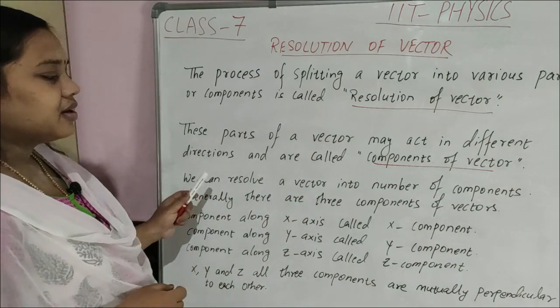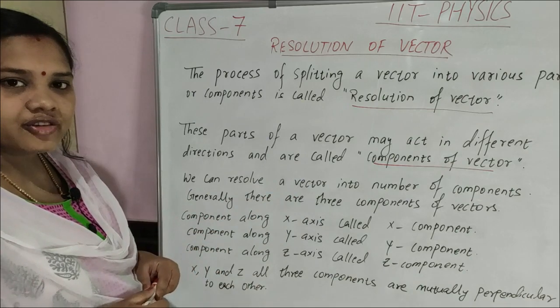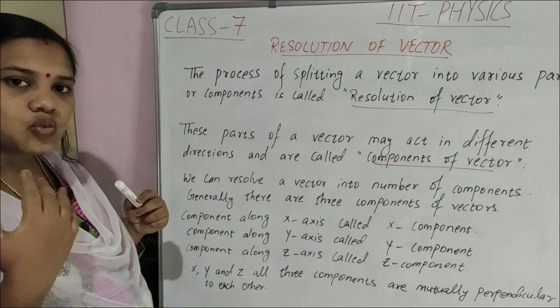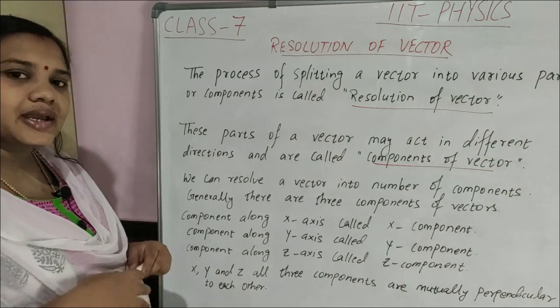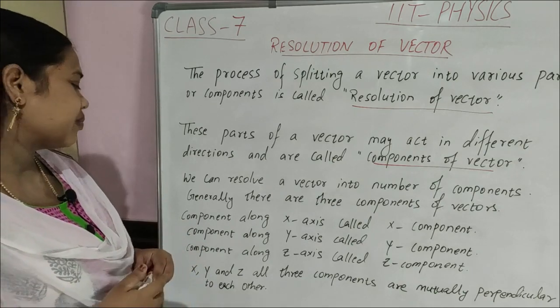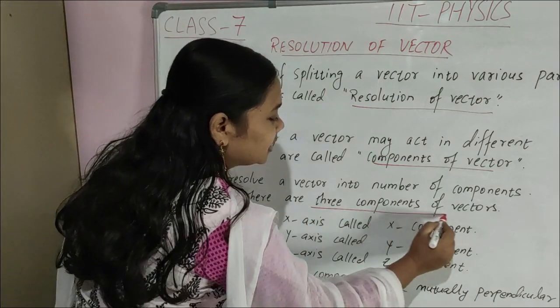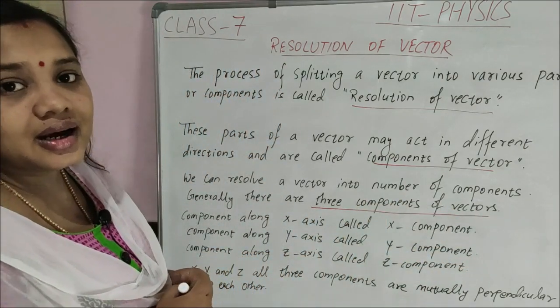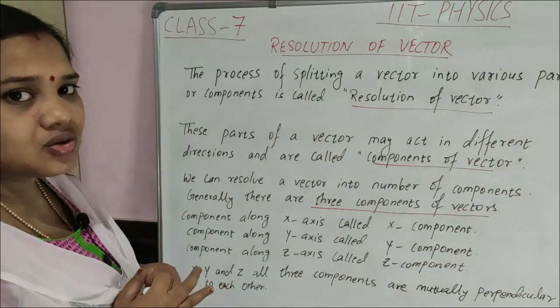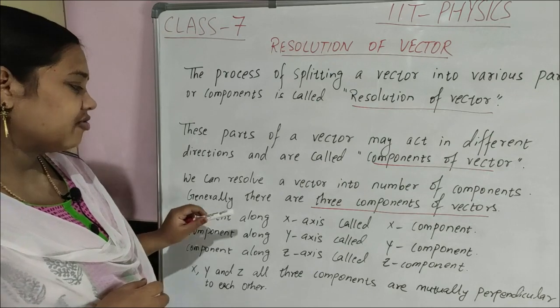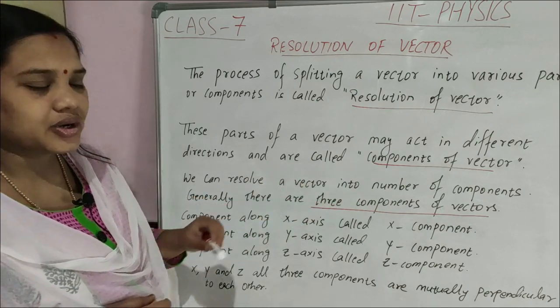We can resolve a vector into a number of components, meaning we can divide a vector into more than one component. We can divide it into 2 components, 3 components. Generally, how many components are there, children? 3 components. Generally we have 3 directions, x, y and z. So generally we divide into 3 components.